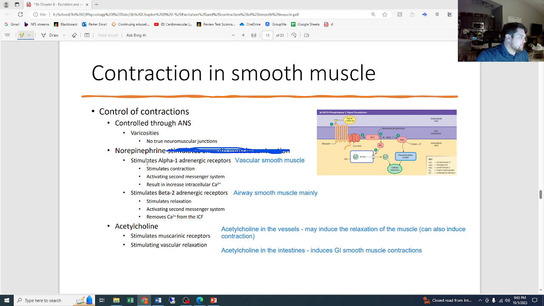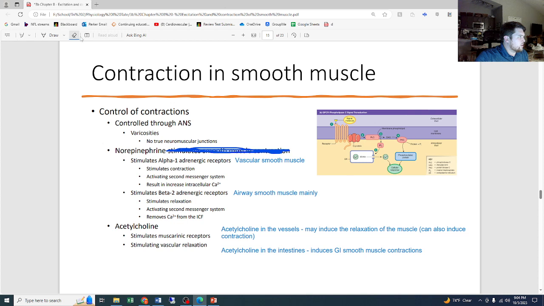And norepinephrine is actually going to stimulate contraction of that smooth muscle, activating it through the second messenger system, which results in an increase in the intracellular calcium, and then we get the whole process, the calmodulin, etc. With our beta-2 adrenergic receptors in the airway, it actually stimulates relaxation.